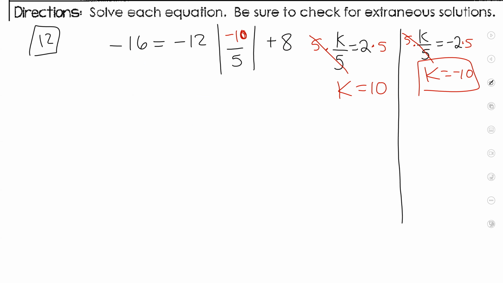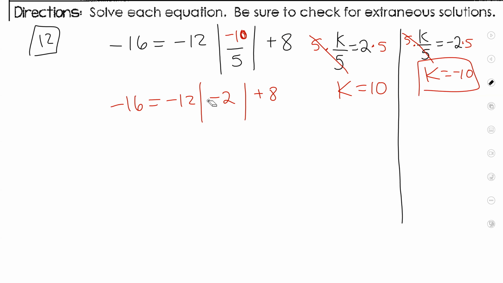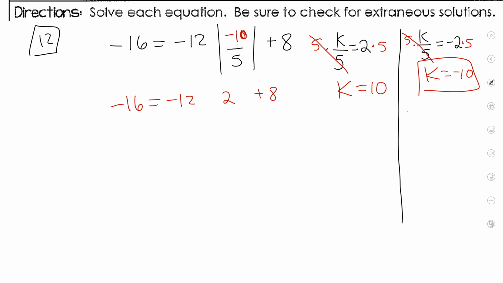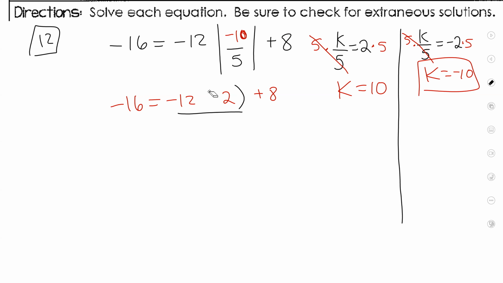2. Okay, so we get negative 16 is equal to negative 12 times the absolute value of negative 2 plus 8. What's the absolute value of negative 2? It's just 2. So guys, it's just 2. Absolute value makes everything positive. Now, what do I put in between these? What do we do though? Multiply. It's not addition. If it was addition, you would see a plus sign right here. When things are right next to each other, that means you're multiplying.